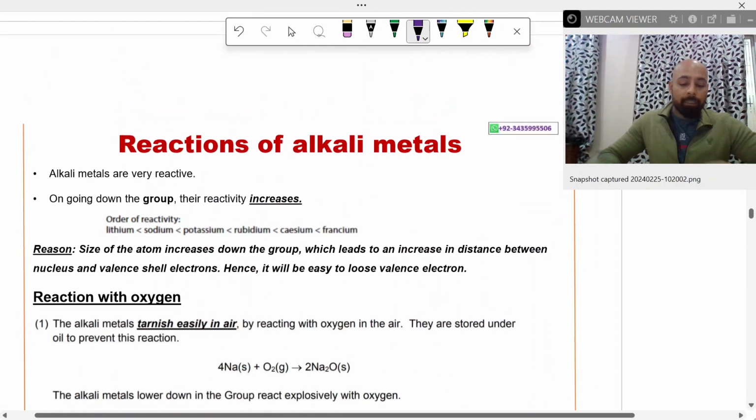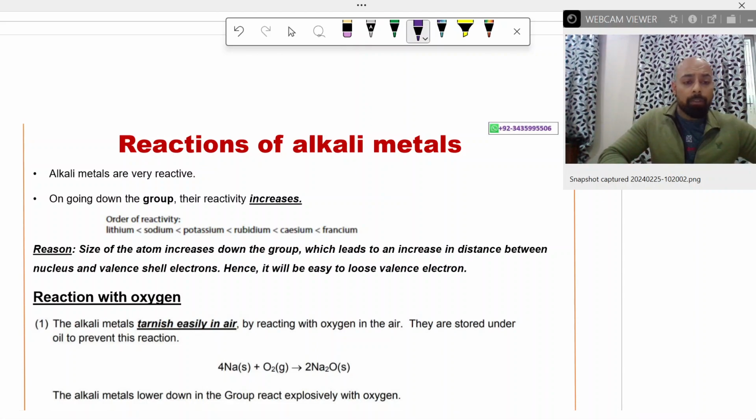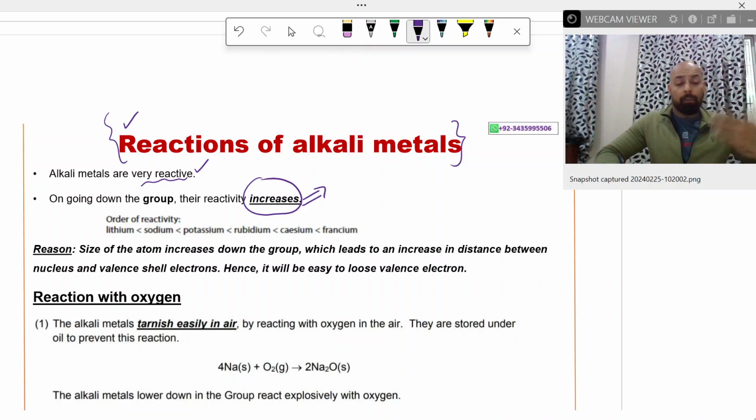Yes, very, very important thing. Here we have some of the reactions of the alkali metals. I want you to please pay very good attention to this. It is very, very important. Make sure you pay very good attention to the reactions, right? Now, alkali metals are very reactive in nature. This is what I've already told you, that they're quite reactive. On going down the group, their reactivity increases. Here we have another trend. Please highlight the trend when you're taking notes. Try to highlight trends.